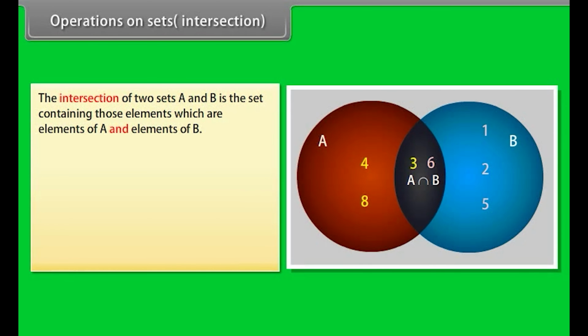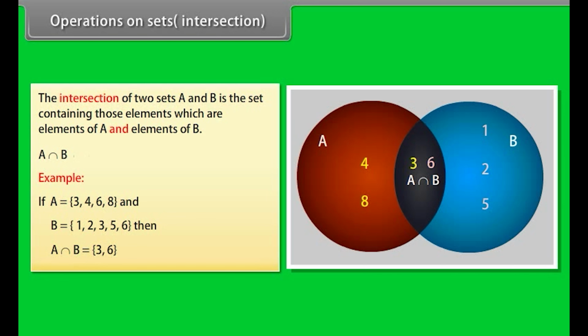Operations on sets, intersection. The intersection of two sets A and B is the set containing those elements which are elements of A and elements of B. We use this symbol for intersection. Example: if A is equal to {3, 4, 6, 8} and B is equal to {1, 2, 3, 5, 6}, then A intersection B is equal to {3, 6}.